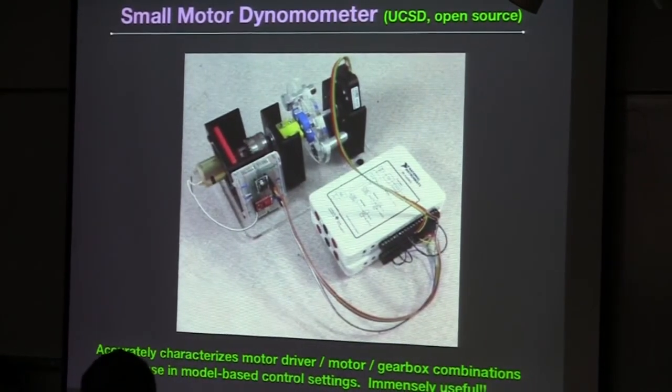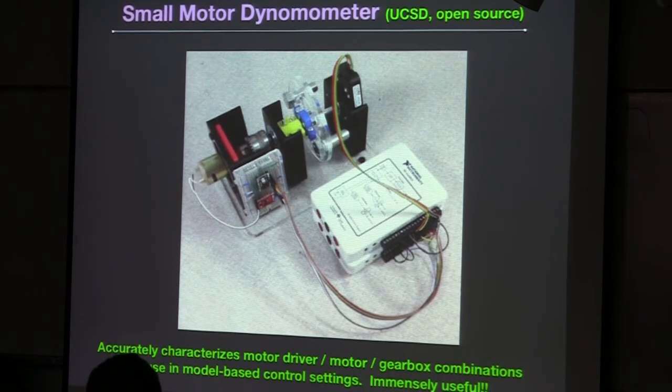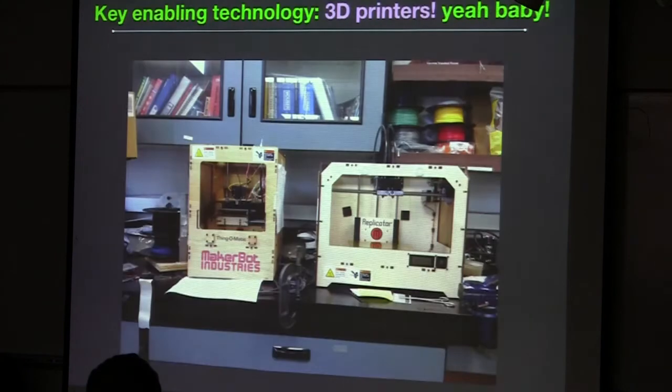We've built some dynamometers, small ones, regular dynamometers. It's open source. You can build it very inexpensively for a few hundred dollars. You can characterize motor driver motor gearbox combinations. We're doing model-based control. These things weren't available, so we designed one. You can use these things.